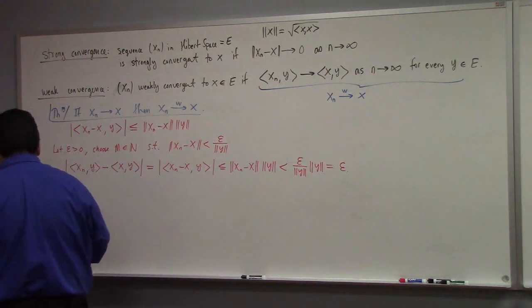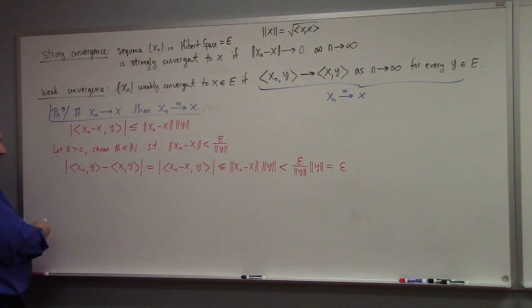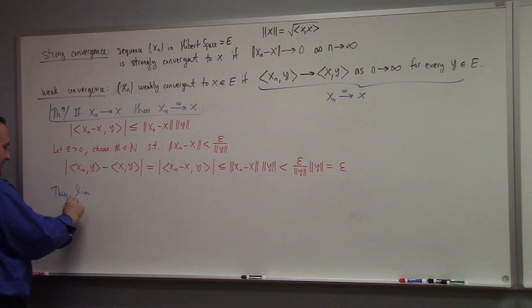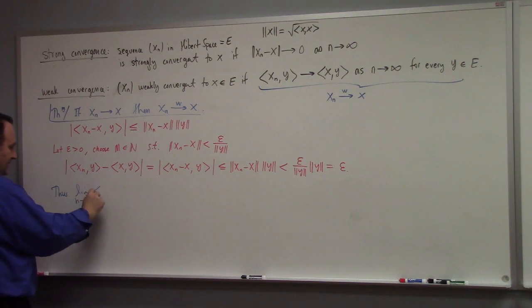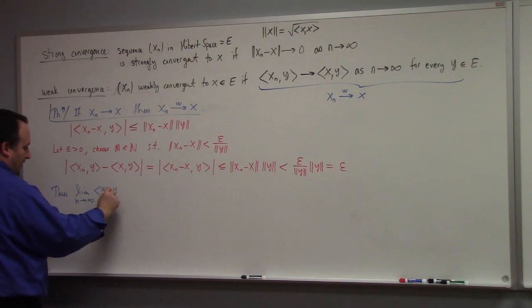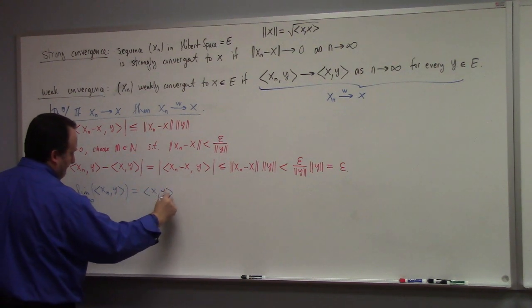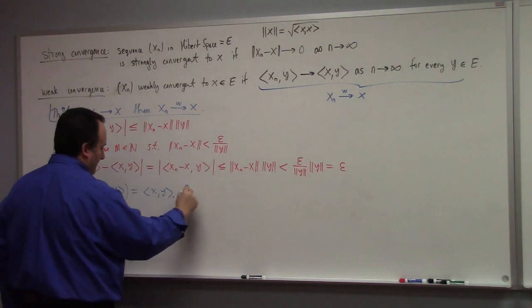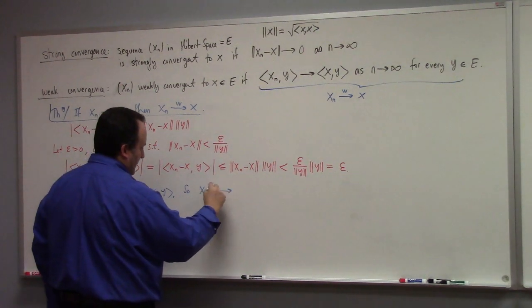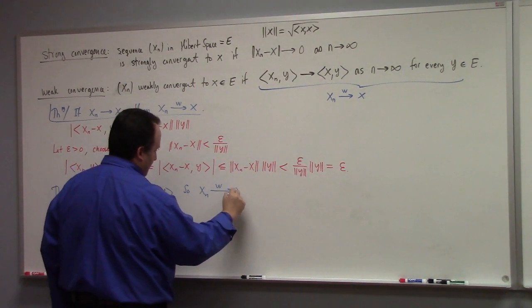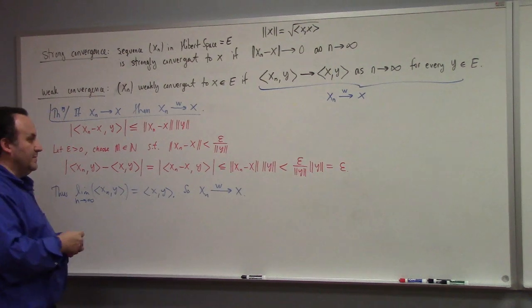Thus, the limit as n goes to infinity of the inner product of xn and y is equal to the inner product of x and y. So xn weakly converges to x, which is the theorem.